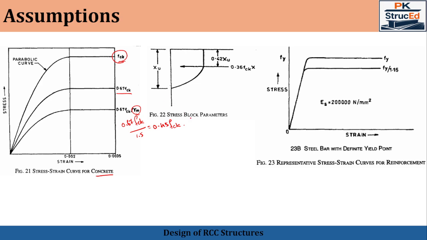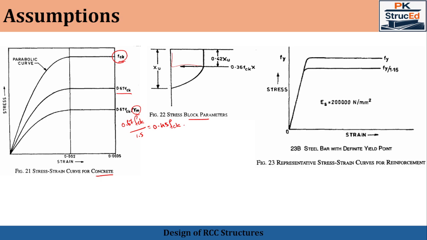Now moving on with figure number 22, wherein the stress block parameters have been shown only above the neutral axis. So this figure 22 shows the idealized rectangular parabolic stress block used for concrete in compression as recommended by IS 456-2000. So we have a combination of a rectangle as well as a parabolic shape, unlike the working stress method, where we had a linear variation.